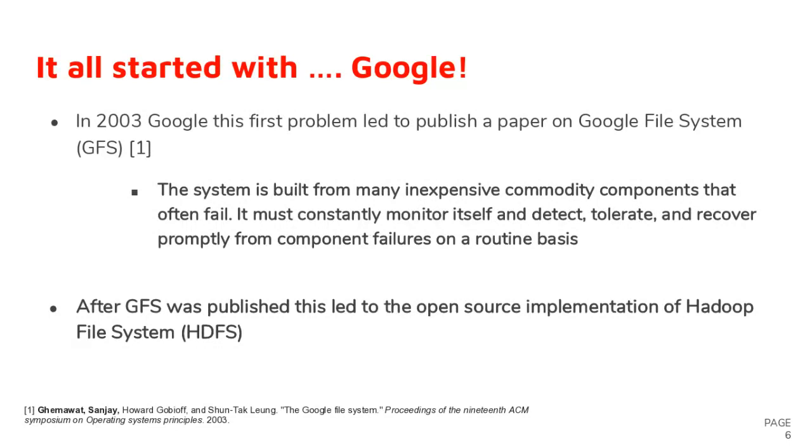I've shown the link here below. If you have a lot of time, those early Google papers are really interesting, and also not that difficult to understand. So the conclusion from the paper, or in the abstract of the paper, they say the system is built from inexpensive commodity components that often fail. The system constantly monitors itself and detects, tolerates, and recovers promptly from component failures on a routine basis.